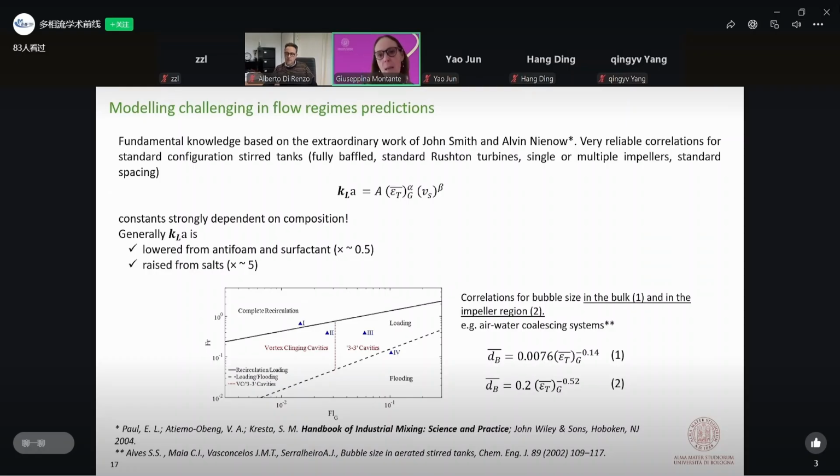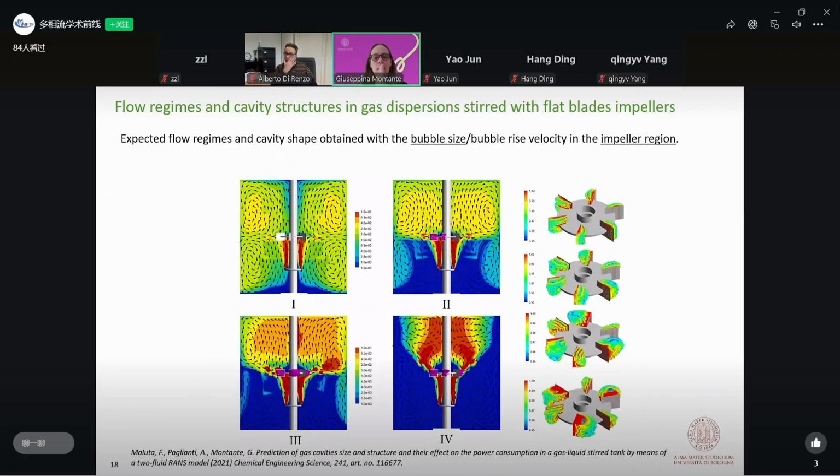But okay, provided that we are at the vessel scale, we can rely on correlations for bubble size in order to start our simulation, and having a methodology that can start from a bubble size that is predicted by correlation and moving further on, as I'll propose to you in a few minutes. We want to use a single bubble size at the beginning of the simulation.